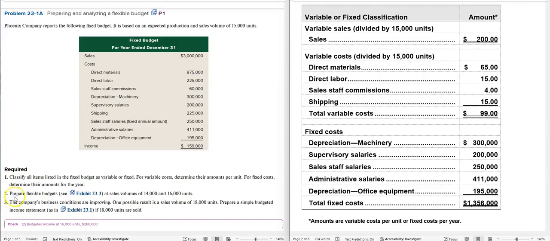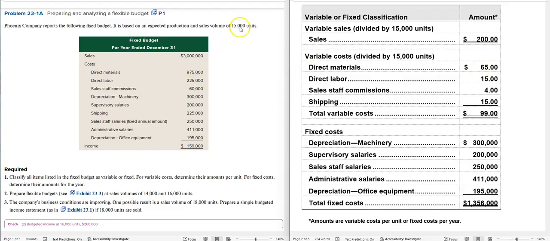Now that we have come up with the totals and classified them, to get the cost per unit for the variable, we're just going to divide each of these amounts by the sales volume that these amounts were based on. Remember, the revenues and these expenses were based on selling 15,000 units. So if I take total sales and divide by 15,000 units, selling price of $200 per unit. Total direct materials divided by 15,000 units, direct materials are $65 per unit.